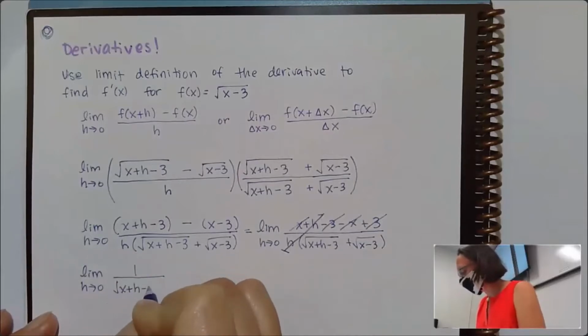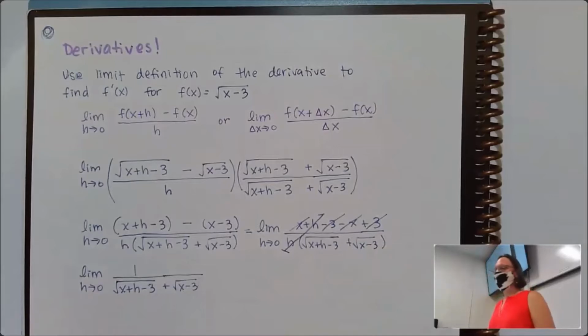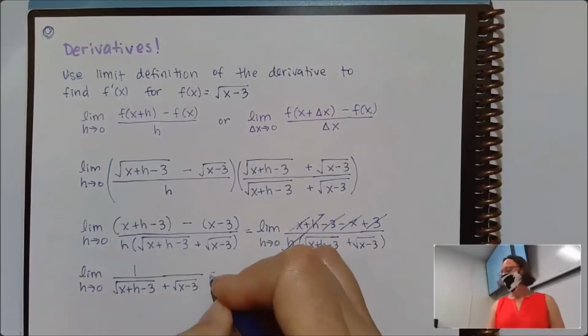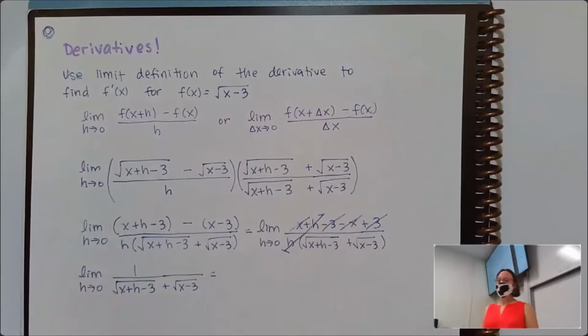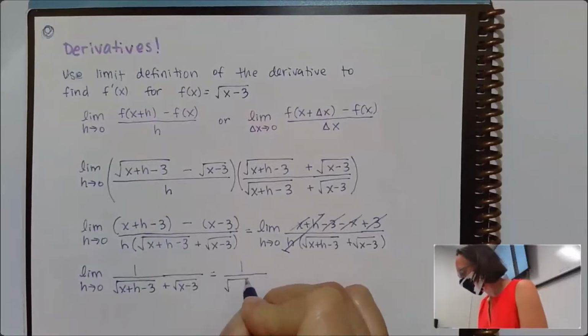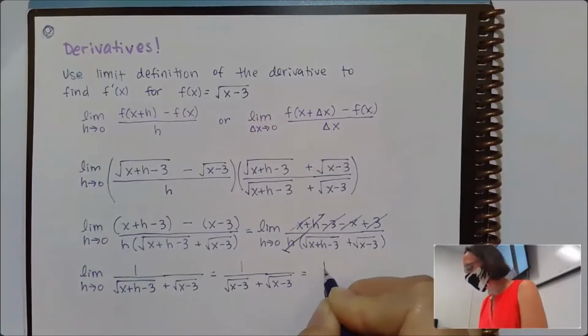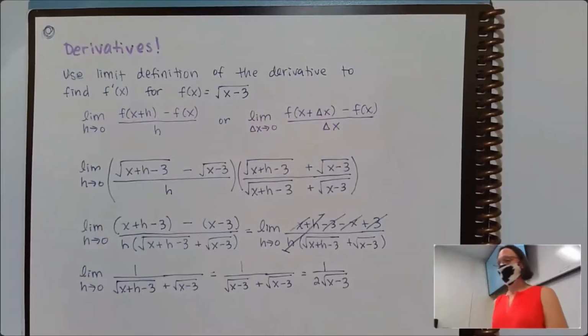But what we have done is gotten rid of that lone h in the denominator, which means I'm ready to evaluate the limit by plugging in 0 for h. And when we do that, I should have a square root of x minus 3 plus another square root of x minus 3. Or if you want, you can put those together and write it like this.